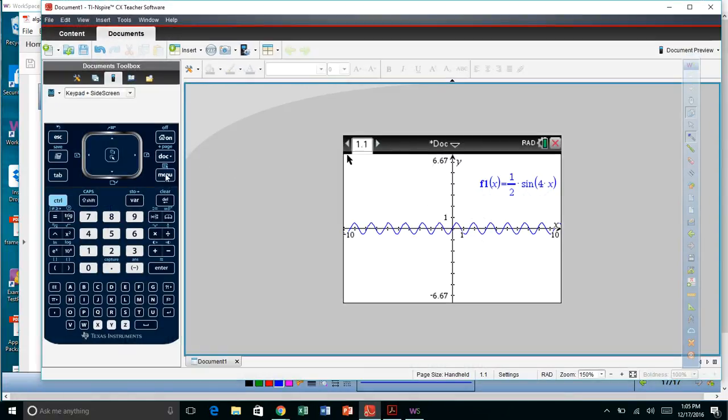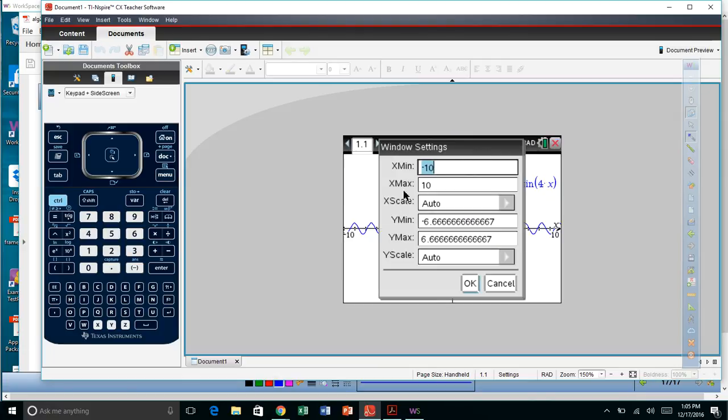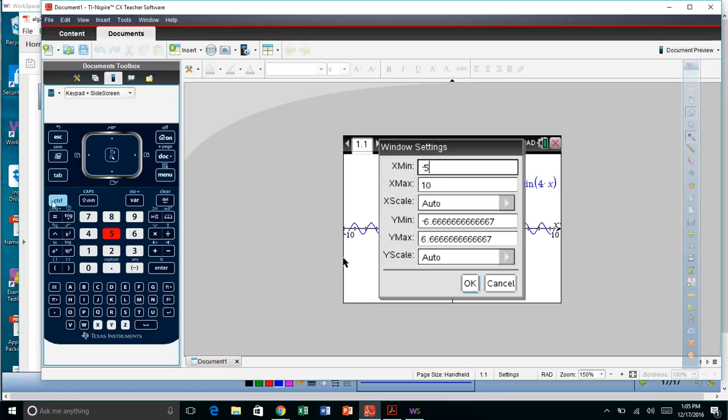So let's go over here, menu, 4, 1, and for our x min, we're going to put -5 pi, control, divide, 4. And we're going to go to 5 pi over 4. So we got 5 pi, control, divide, 4. And then what was our scale? Our scale was pi over 4, right? So let's do that.